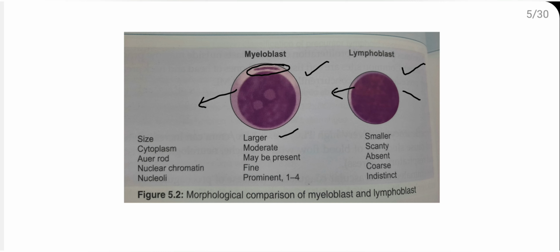reticulum. Chromatin is fine in myeloblast, whereas it is condensed in lymphoblast. Similarly, around 2 to 5 prominent nucleoli are seen in myeloblast, whereas nucleoli are indistinct in lymphoblast. If present, you see about 1 to 2 nucleoli.